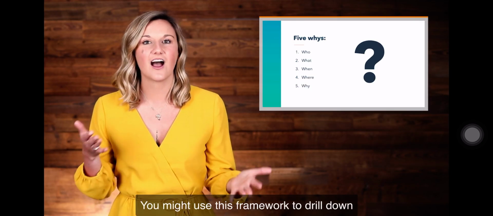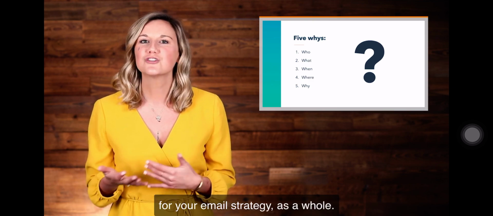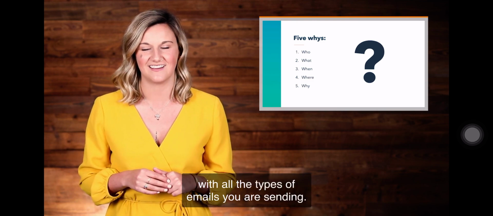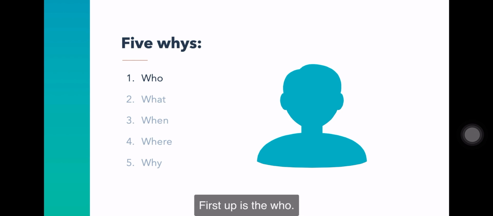You might use this framework to drill down into other aspects of your marketing, sales, and services goals. And you'll also want to have a larger goal for your email strategy as a whole. You should be able to explain what you're trying to accomplish with all the types of emails you are sending. But the 5 Ws will help you narrow down the goal of a single email you are sending out. So let's take a look. First up is the who. Who are you sending your email to?